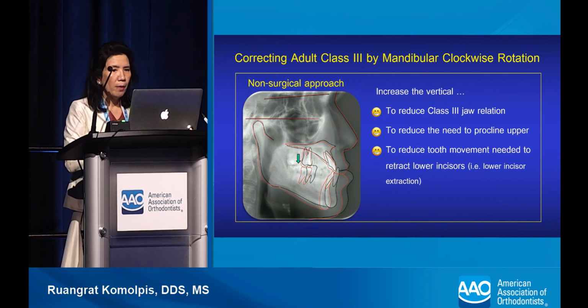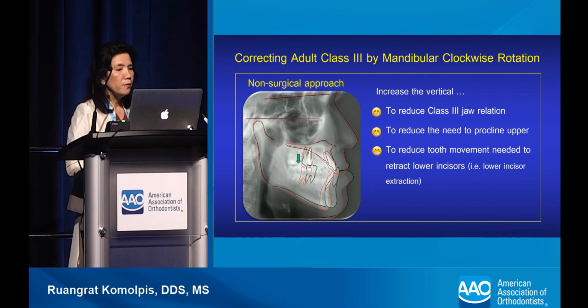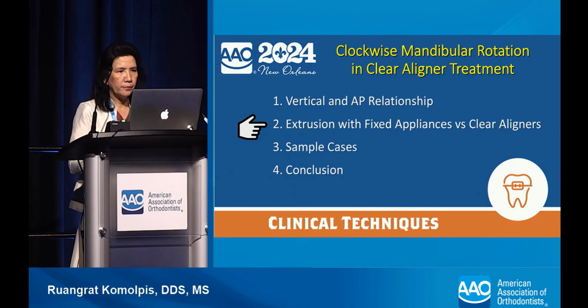So the non-surgical approach to increase the vertical is to reduce the class 3 jaw relationship, to reduce the need to procline upper incisors and reduce the need to retract lower incisors, for example, lower incisor extraction.